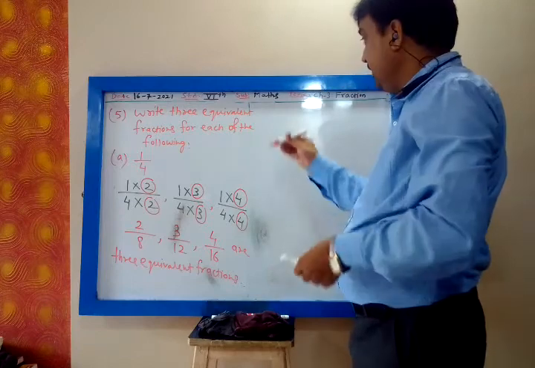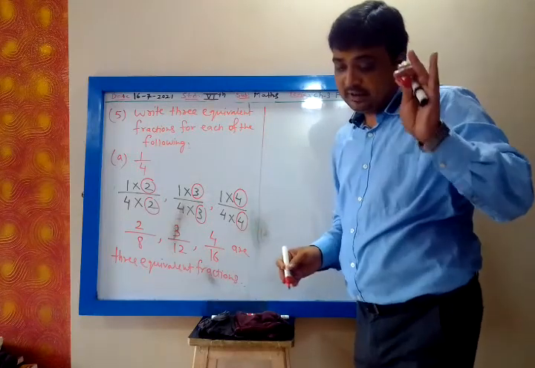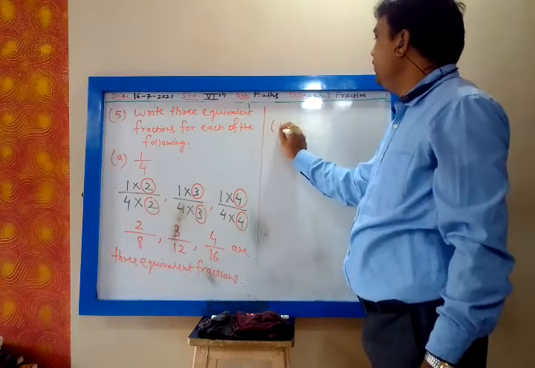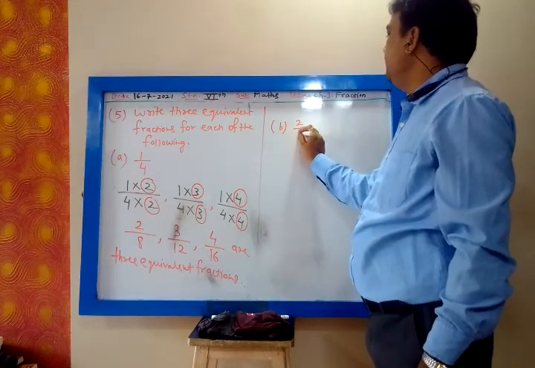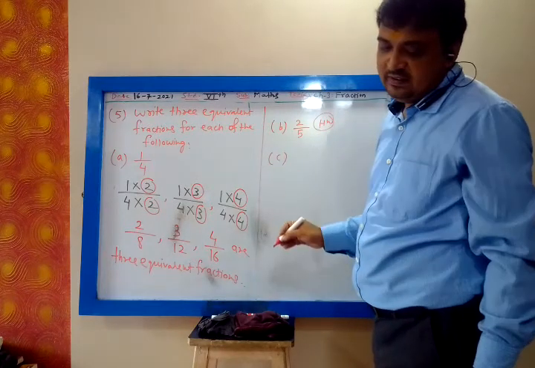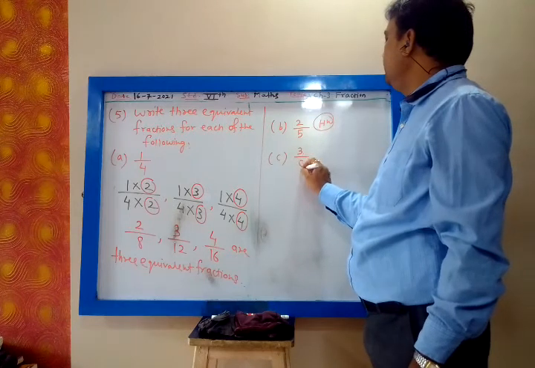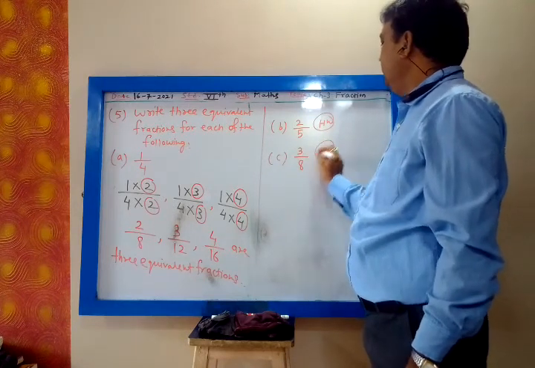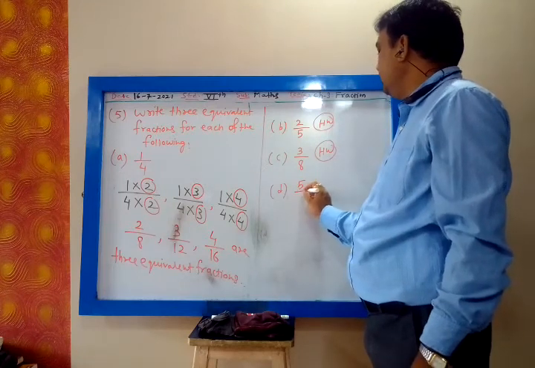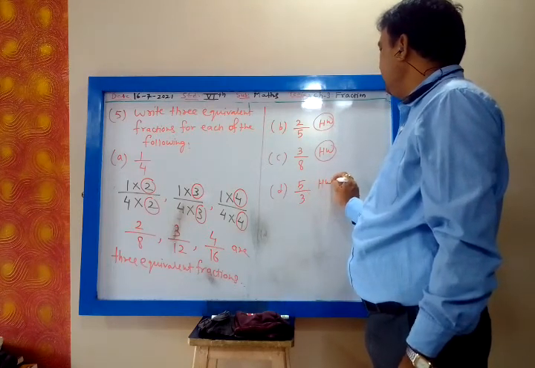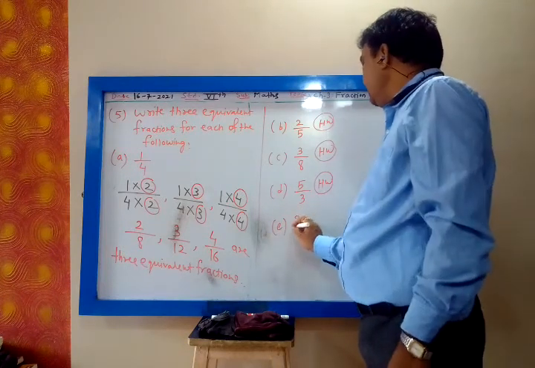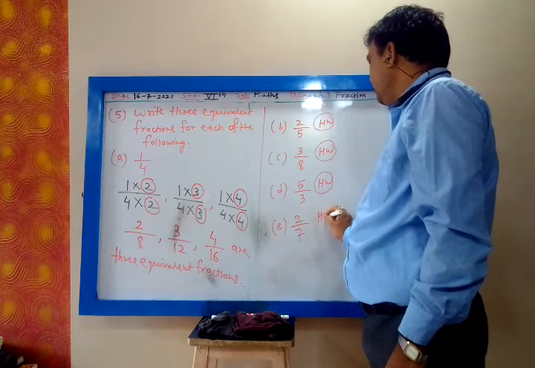No, don't show me, because we do not have that much time. You can send me on the WhatsApp, I will check it. B, 2 by 5. First you will multiply by 2, 2. Homework. Then C, 3 by 8, homework. Then D, 5 by 3, homework. You have to multiply by 3 different numbers. Then E, 2 by 7, homework.